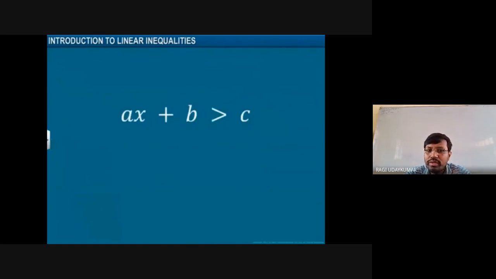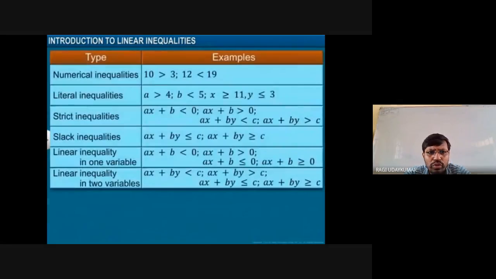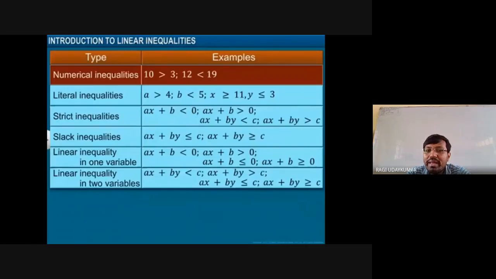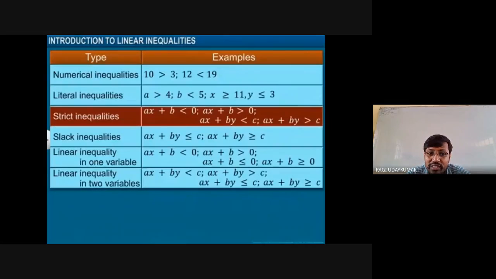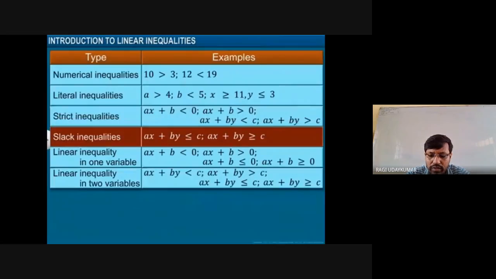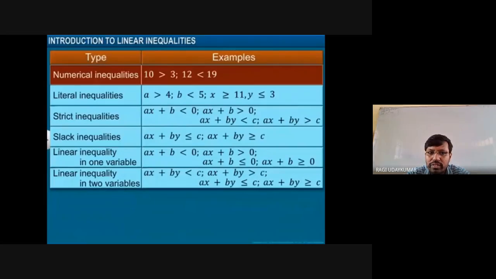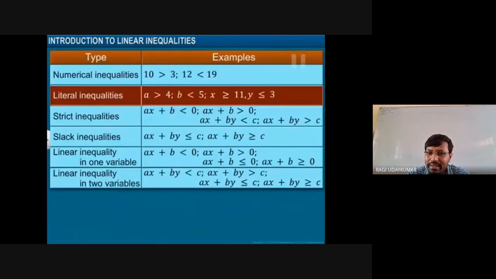If you take ax plus b is greater than 7, this is one inequality, and this we can call inequation also, but we will discuss the inequalities. x is a variable here. So types and examples, you see here. Numerical inequalities: only numbers are there. Second, literal inequalities: a variable is there. Literals is nothing but variables. The another name for literals is variable. You know that.